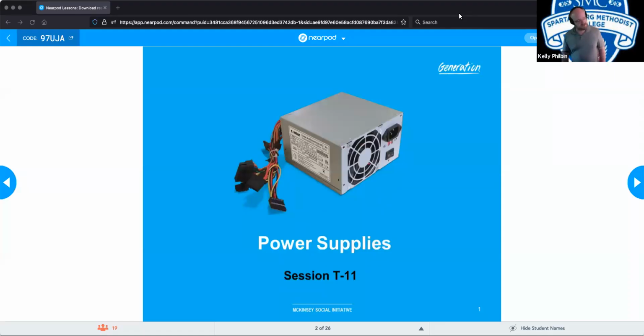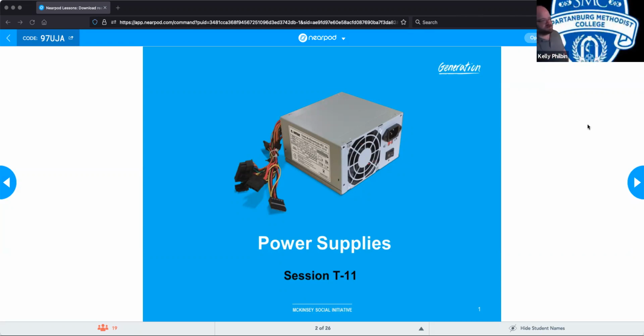Welcome, technical session T-11, power supplies. Just a gentle reminder that we do a lot of these technical sessions out of order because we were trying to match up all the material together so that you're getting double coverage on everything that we're going over at a given time.